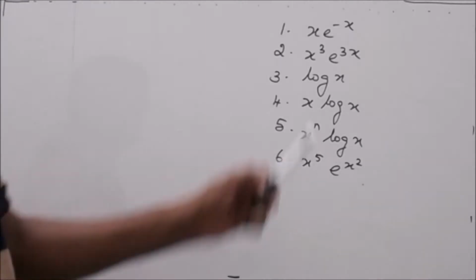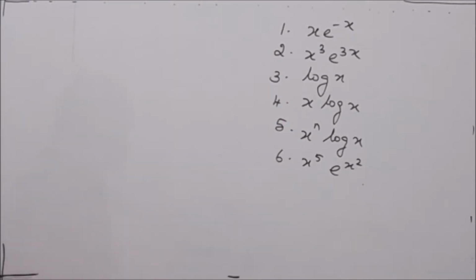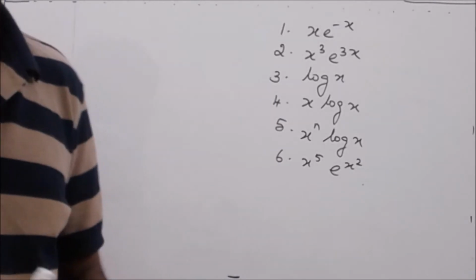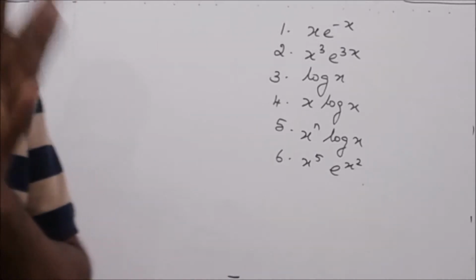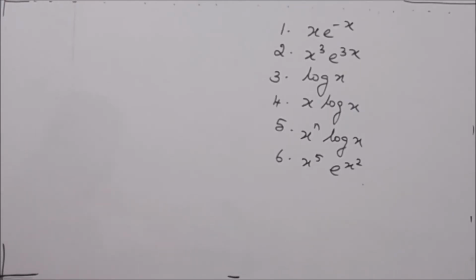So which one is chosen as u? Which one is taken as dv? That is the problem here. If you choose wrongly, the problem will not complete. It will go on and on. It will not end at a point. So choosing the value of u correctly is a must.